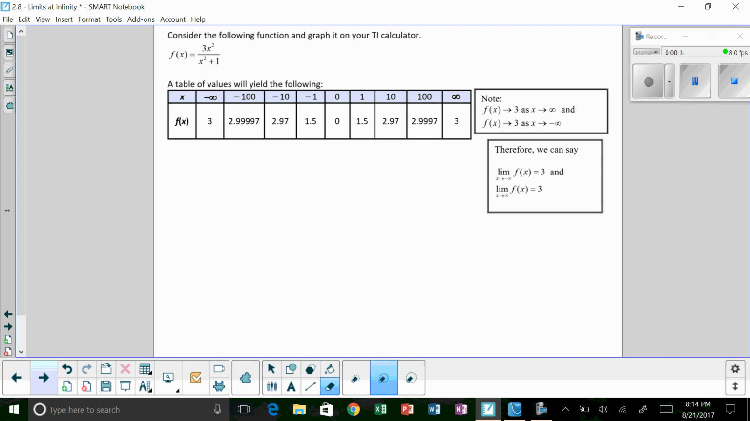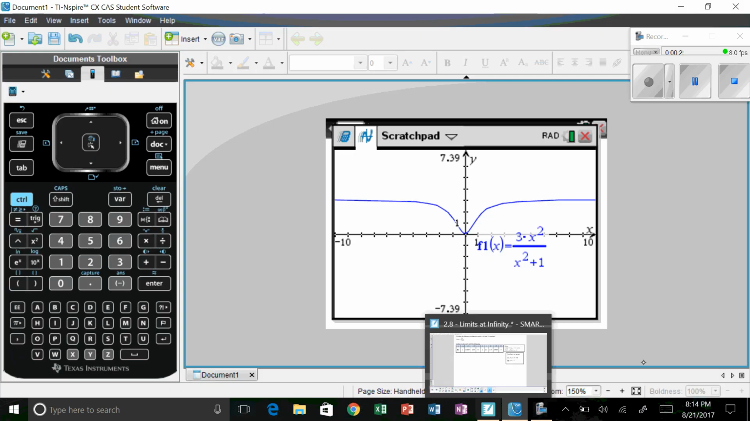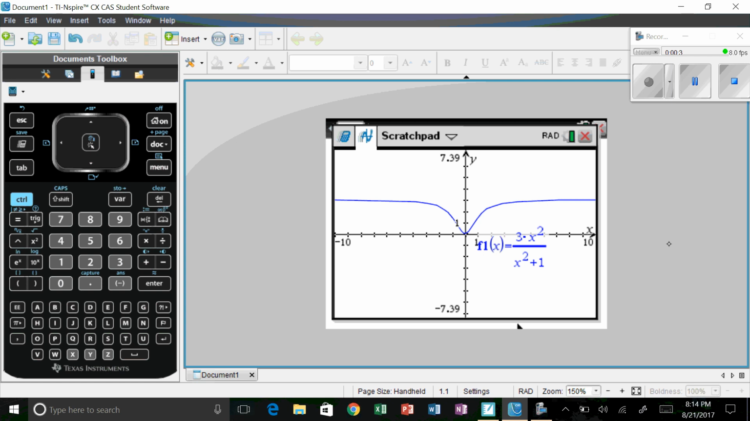For this rational function, we're interested in answering the question, what happens to the y values of the function as x increases without bound? Let's investigate this question using our graphing calculator. I've already graphed the function f of x equals 3x squared over the quantity x squared plus 1.